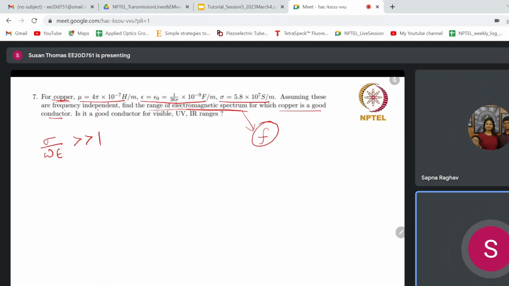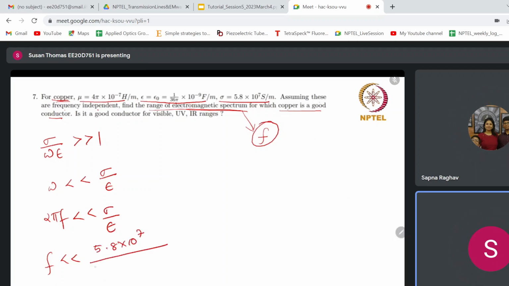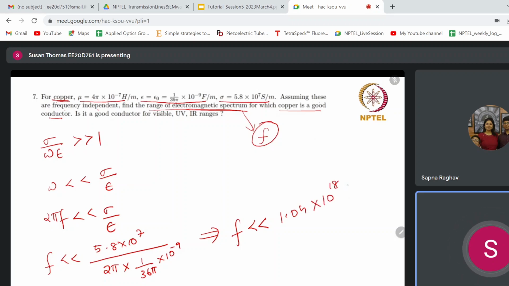So let me rewrite this. Omega very much less than sigma by epsilon. What is omega? 2 pi f. So 2 pi f very much less than sigma by epsilon, or f very much less than sigma, which is given to you as 5.8 into 10 power 7, by 2 pi into epsilon, where epsilon is epsilon naught. Let me write that as 1 by 36 pi into 10 power minus 9. If you solve this, you will get frequency less than approximately 1 into 10 power 18 hertz.